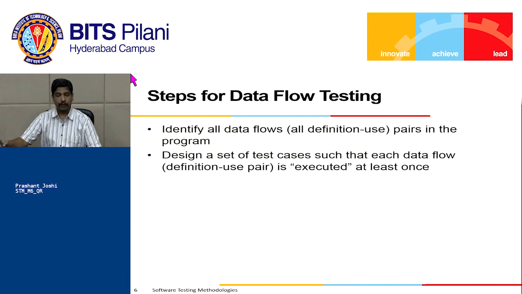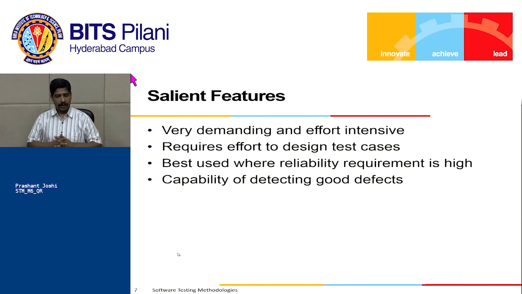So what are the steps that we follow? We identify all the data flows, the DU pairs, and then we design test cases for the inputs to that particular function such that the DU pair will get executed. There is a path along the way where that particular variable will be exercised in the form of definition and use. That forms the test case. So this indeed is a very demanding technique, but wherever there are high reliability requirements, data flow can be very, very useful, and it has the capability of detecting very good defects.